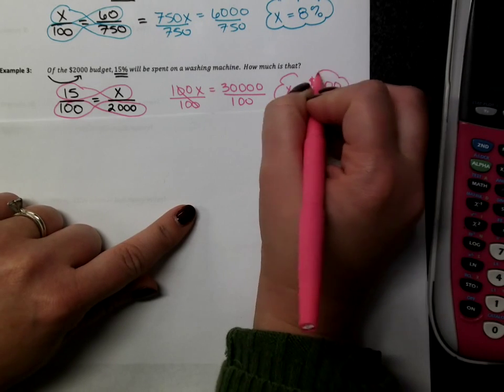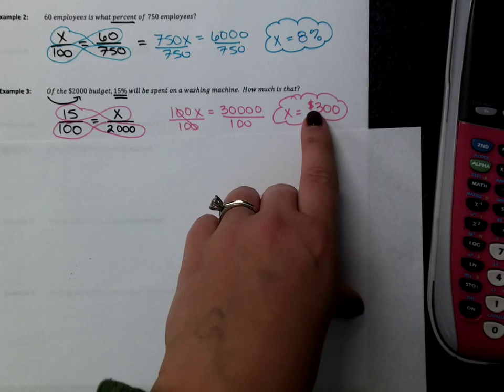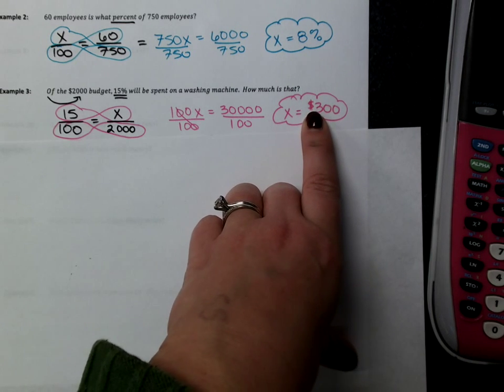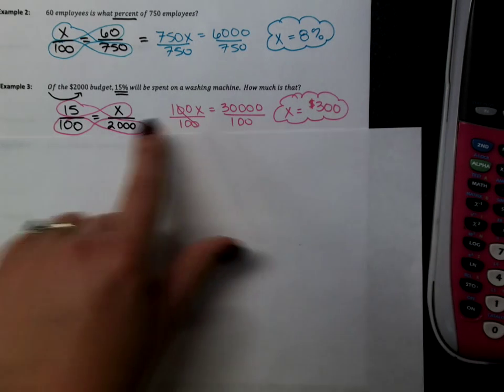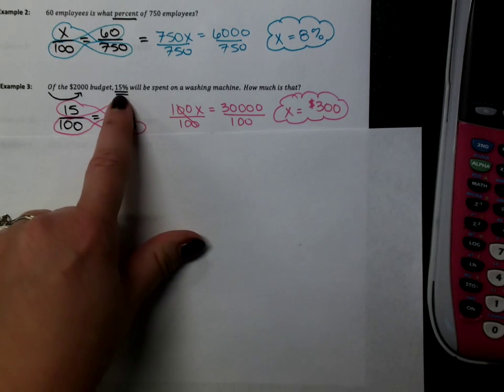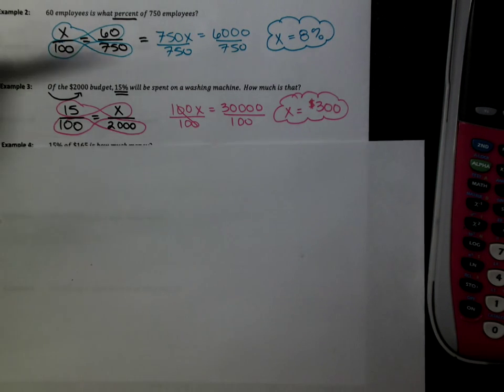So watch your units. If you're solving for the percentage, you put the percentage symbol. If you're solving for something else, you use the units that are appropriate. We're talking about money here. So $300 out of $2,000 would be the 15% for the washing machine. So watch your units at the end.